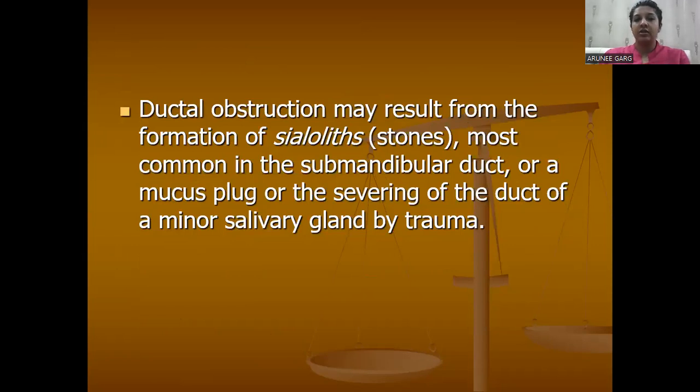Ductal obstructions may result from the formation of sialoliths or stones in the duct. Most common is a submandibular gland sialolith. It is found in the submandibular duct, or a mucus plug, or the severing of the duct of a minor salivary gland by trauma causes it. So these are the clinical considerations of the salivary gland.